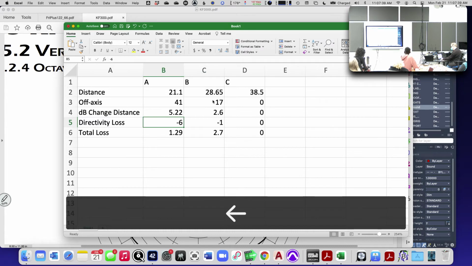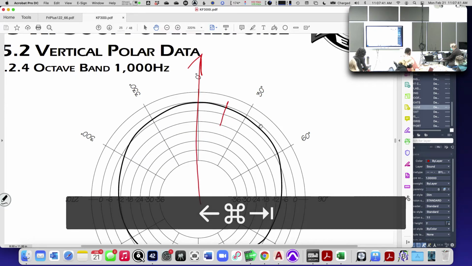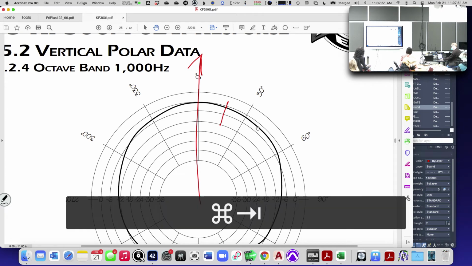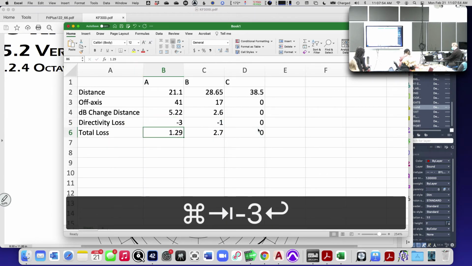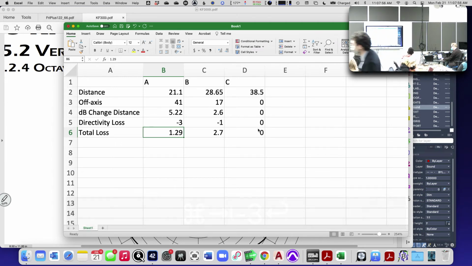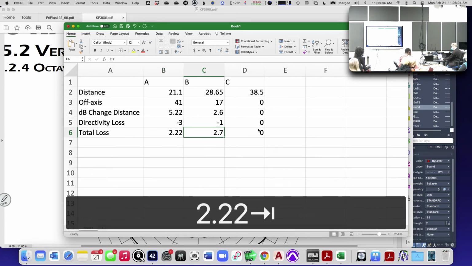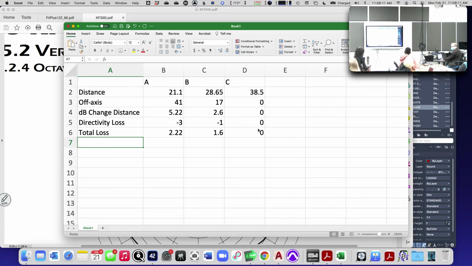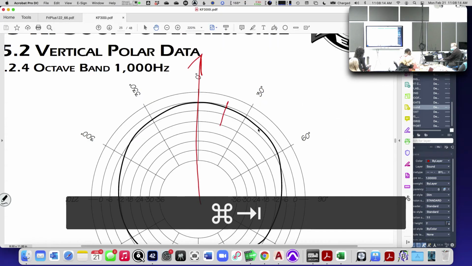All right, -1. What about 41 degrees? That's going to be about here-ish. That's maybe 3. Yeah, -3. Perfect. All right, total loss: 5.22 minus 3 is 2.22. And 2.6 minus 1 would be 1.6. Perfect. So far, so good. All right, let's take a look at the horizontal.